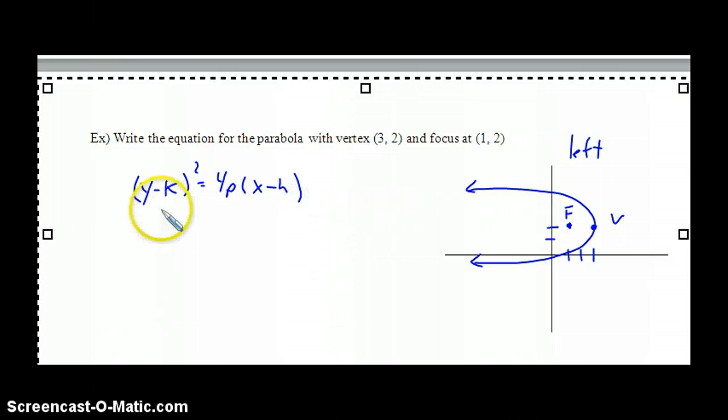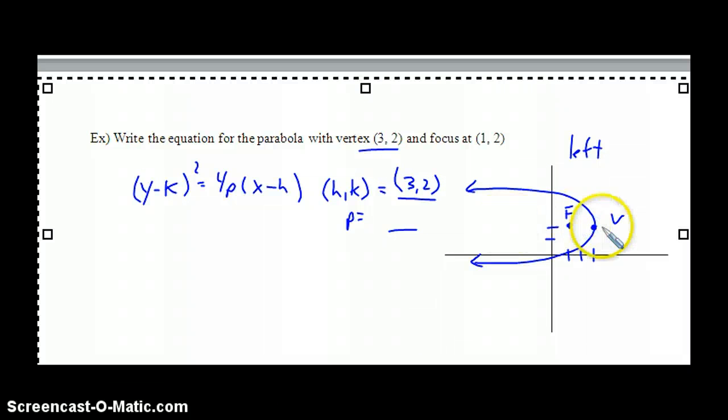And again, what I need to know is my vertex, my HK, and I need to know my P value. So my HK now, I've moved away from 0, 0, is the vertex, it's 3, 2. It's this point right here. The P value is the distance from vertex to focus. This distance is a 2, but because it's opening left, that means that it's a directional distance, that's a negative 2.